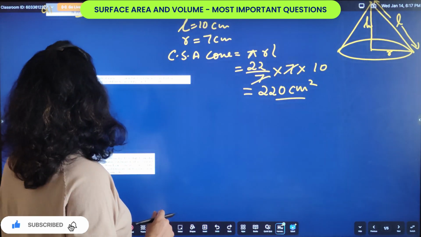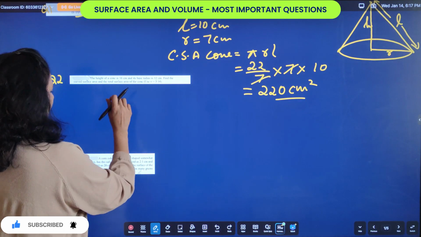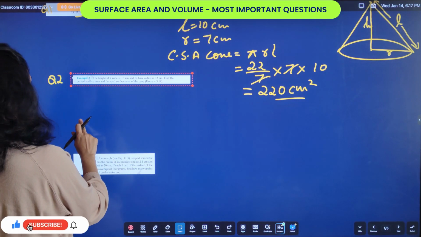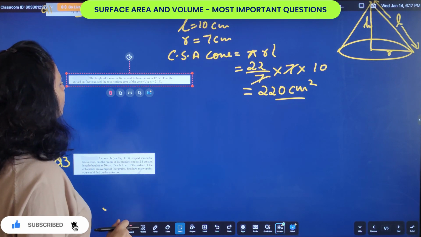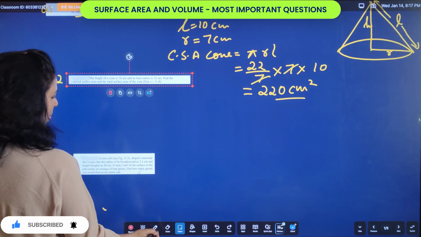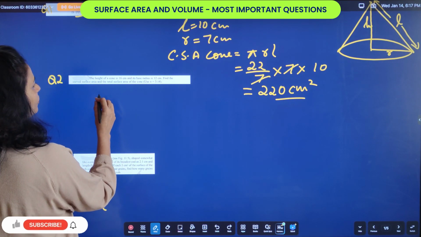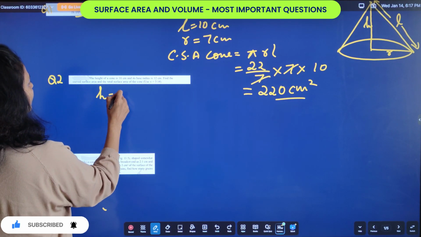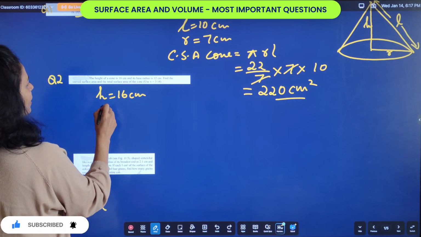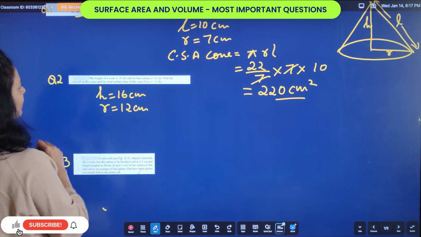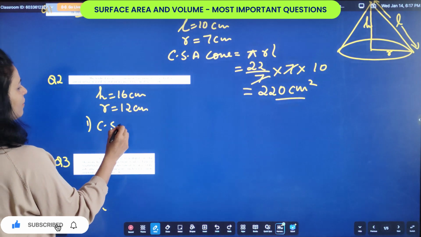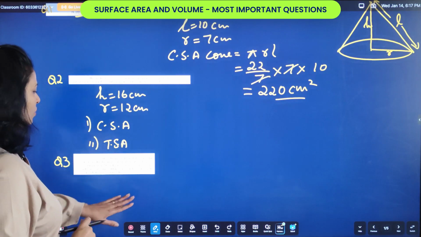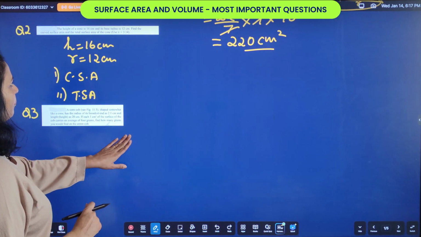Let's see the second question, that is, height of the cone is 16 centimeter. Again, this is a cone, height is given 16 centimeter and radius of the base is 12 centimeter. Here they have asked you CSA as well as total surface area. So here they are asking you both the parts.